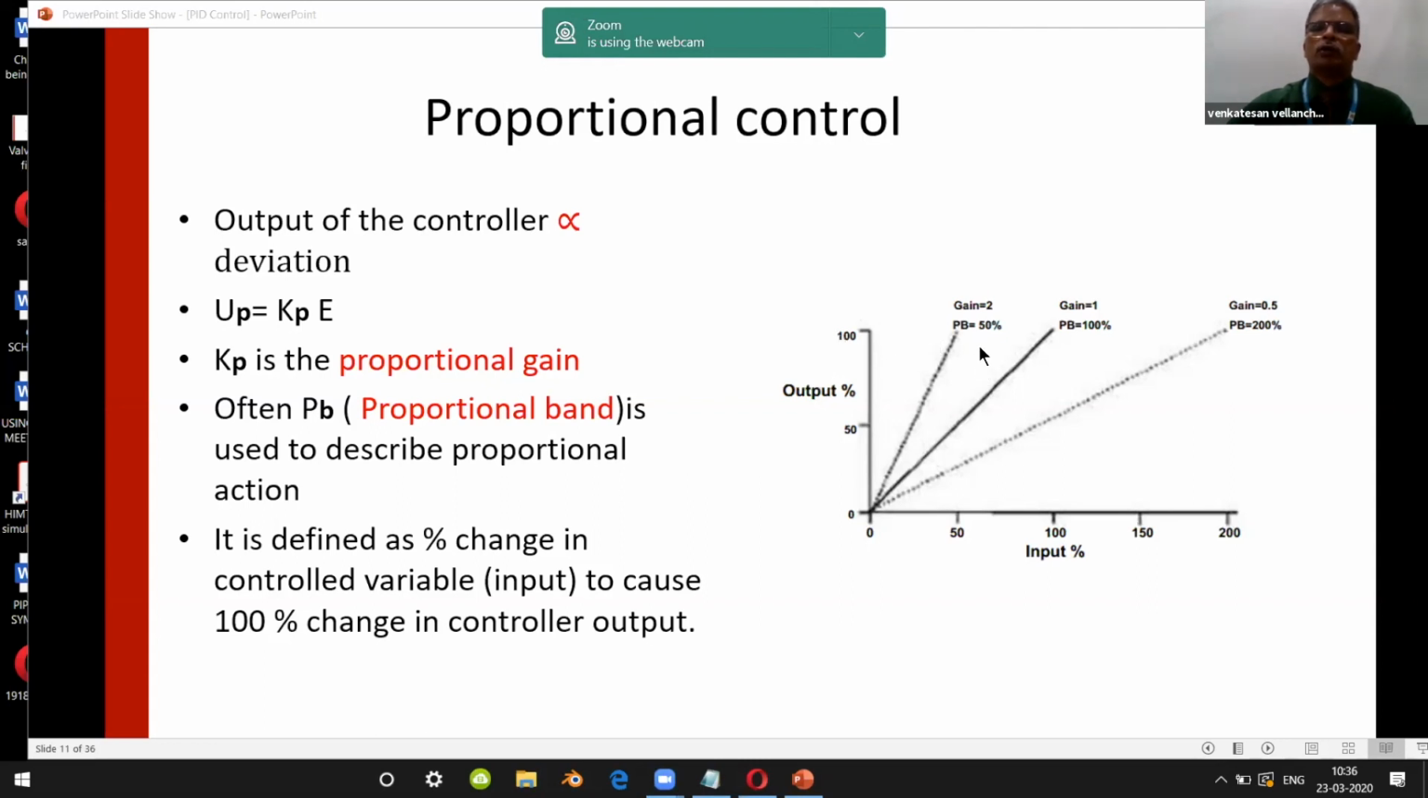If I change the proportional band to 50%, that means even a 50% change in water level can make the feed valve open by 100%. So that is the meaning: as the band is reduced, gain will be more.